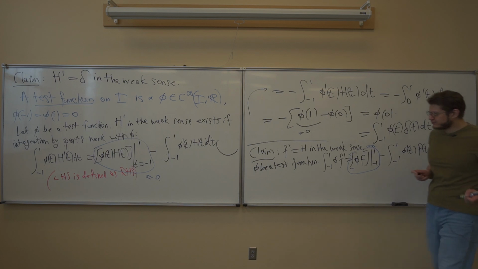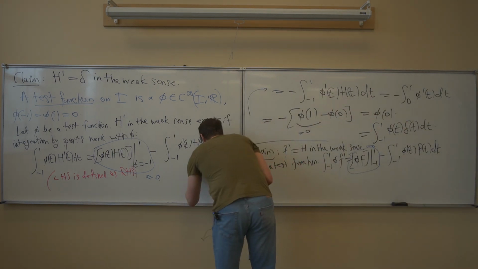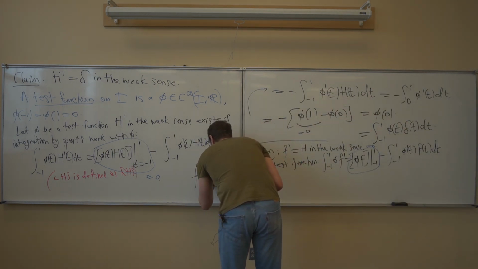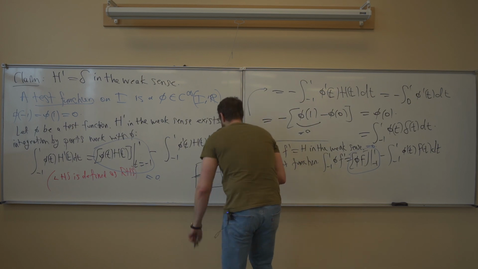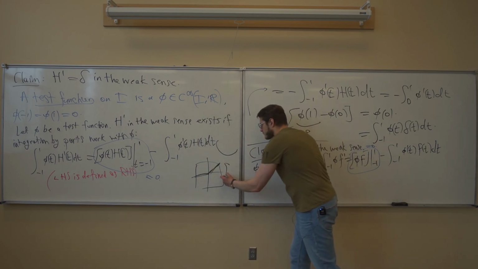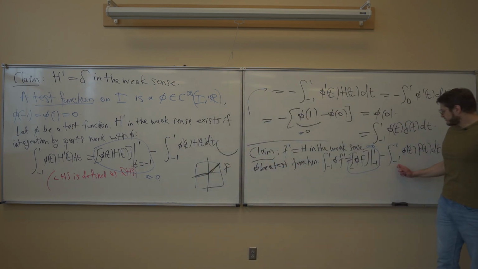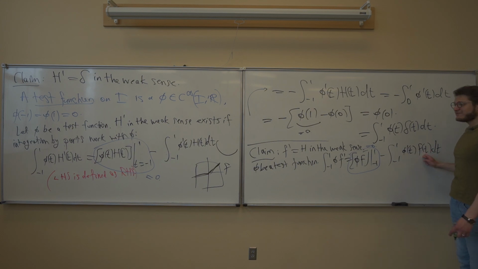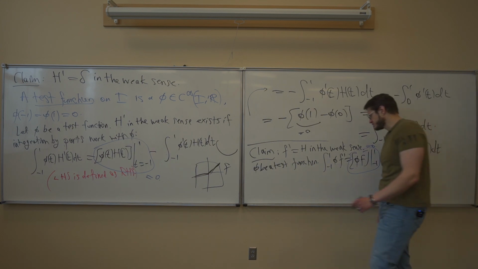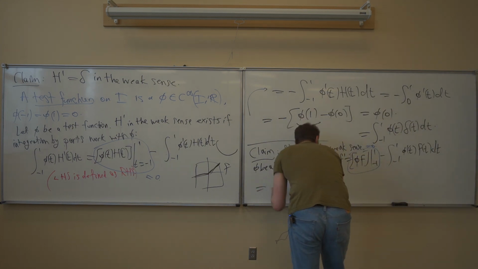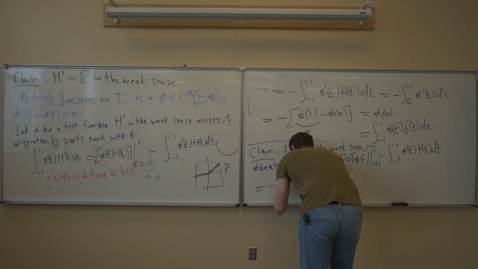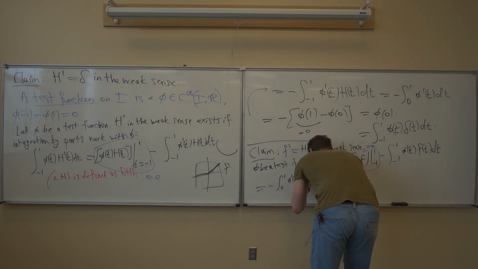F had this form, remember. This was F. So I can split this integral into one integral from -1 to 0. That's going to be 0 because F is 0 there. And then another integral from 0 to 1, where F is going to be just x, or t in this situation. So this is just going to be minus the integral from 0 to 1 of phi prime of t times t dt.